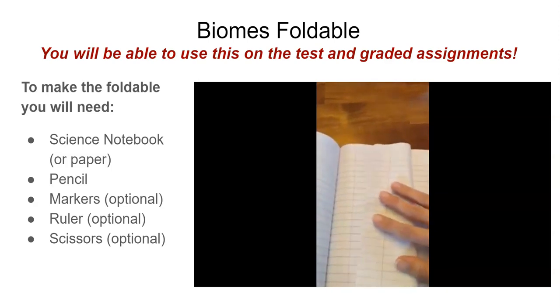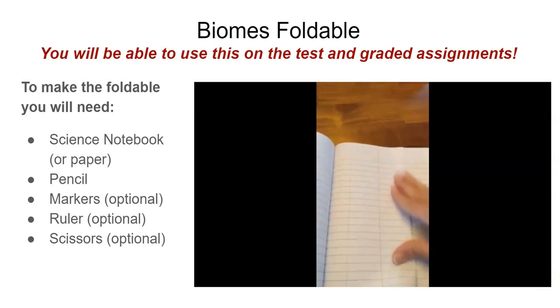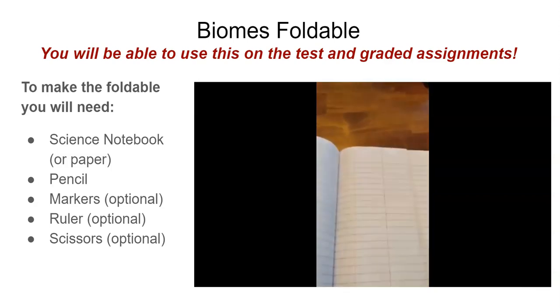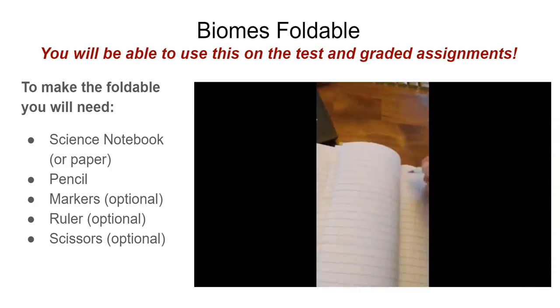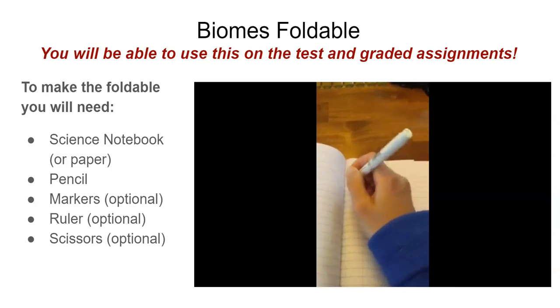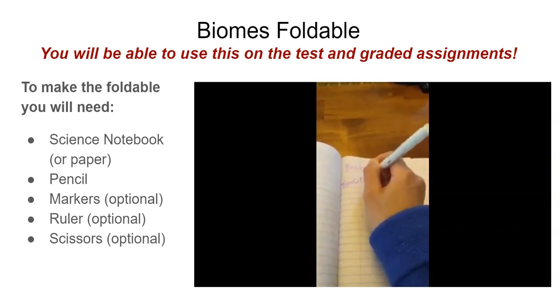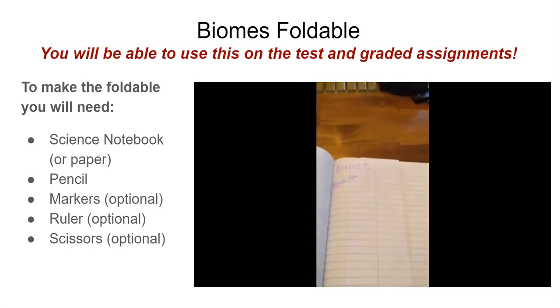Okay, so this is how you make it. You fold the paper over, not all the way, just a little bit before the edge. Fold it over. Okay, grab your marker, make a title. So I just titled mine biomes. And the first biome we're going to do is tundra. So tundra, write that down. Give yourself 4, 5, maybe 6 lines.